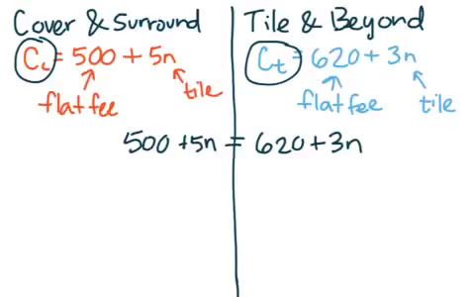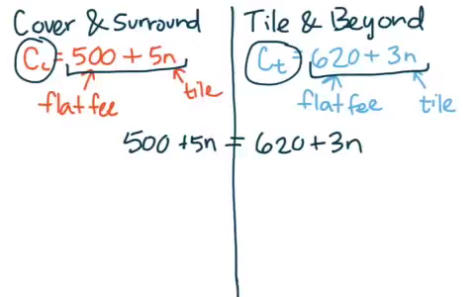And this makes sense because we're trying to figure out when their costs, so C, are the exact same. So if I know 500 plus 5n is my cost for my first company, and 620 plus 3n is my cost for my second company, then I can set them equal to one another to figure out when their costs are the same, since equal means the same.